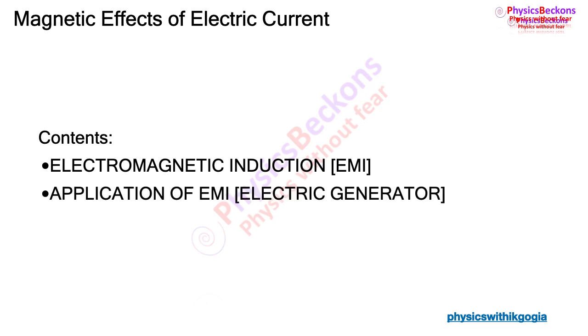And then we will study the application of this phenomenon, EMI. You must have come to know by now that it is used for production of electric current. So, the electric generator, which converts mechanical energy to electrical energy, is based on the phenomenon of electromagnetic induction.